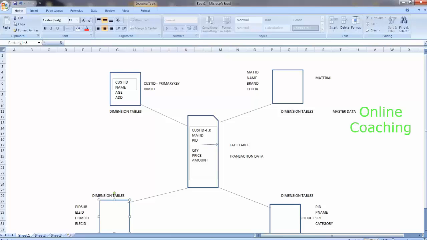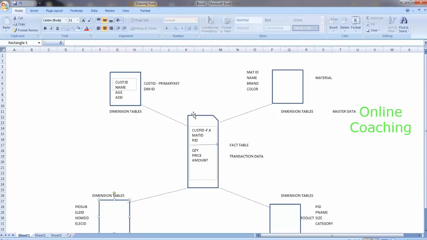See, the point here is you need to understand how the dimension tables will be organized, how they will be connected with the fact table, what data a dimension table contains, what data a fact table contains, and how these two are interlinked with each other. What is this called? This is very important. This is called a star schema. This is how the structure will be created whenever you create an InfoCube.